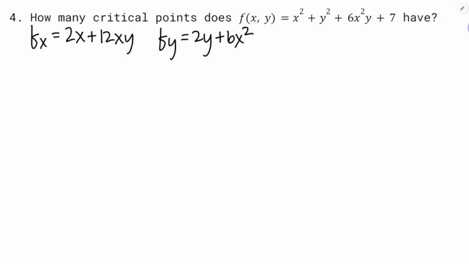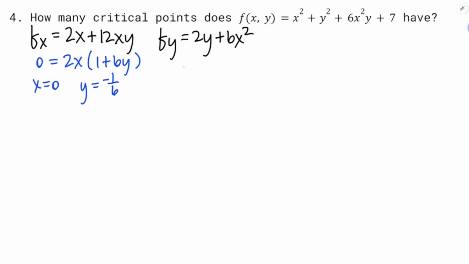All right, so what I'm going to do is, this is kind of like the first one I did. I'm going to go over to this side on the left and say, okay, if fx is going to equal 0, I could factor out 2x, and I'd be left with 1 plus 6y. And so fx will only equal 0 if either x is equal to 0 or y is equal to negative 1 over 6. Okay, and then I go over here to this equation and say, all right, well, when x equals 0, I'm going to need fy to equal 0.